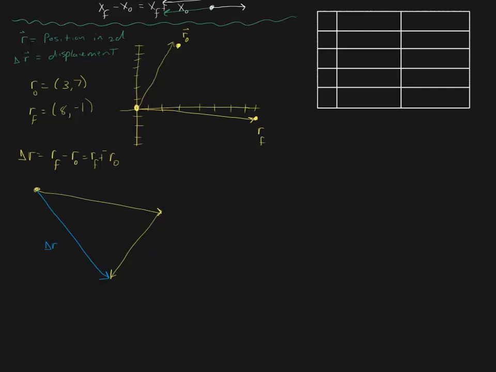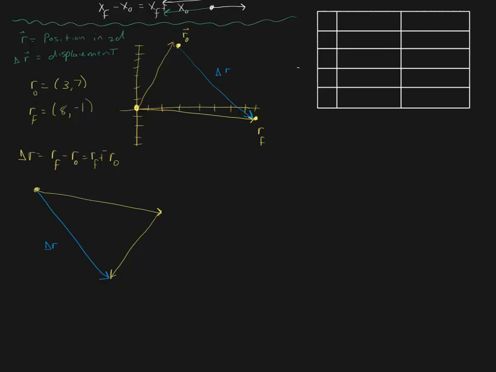Now, if you were to take this arrow and drag it up to here, you would see that this becomes delta R. This is delta R. And that makes sense because by definition, displacement is how far you travel in a straight line, and it has a direction. So we went from here to here. So that would be our displacement. That makes a lot of sense.